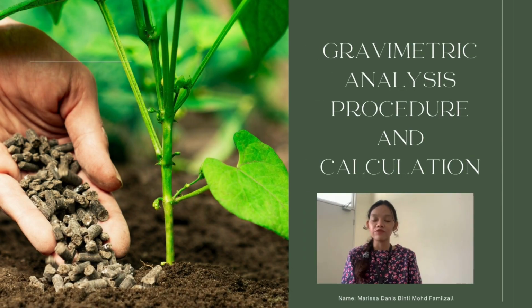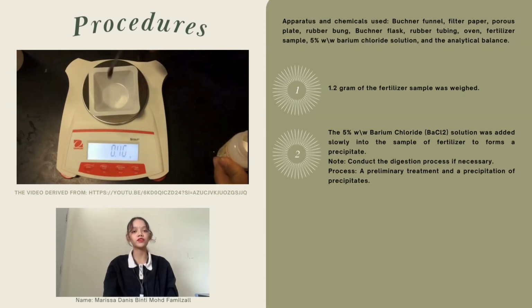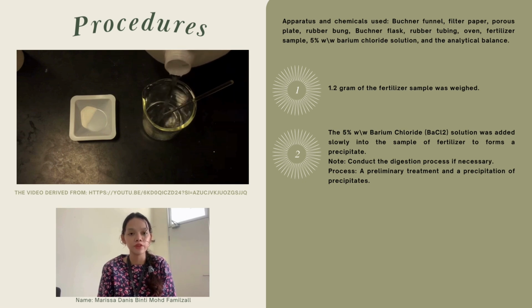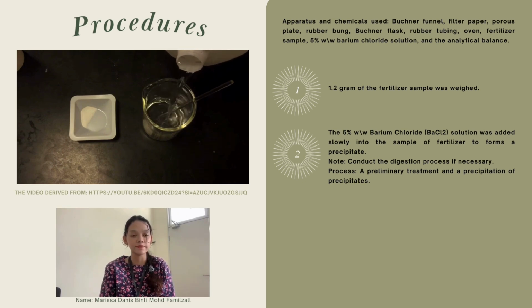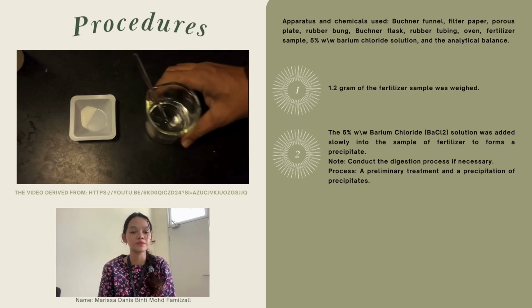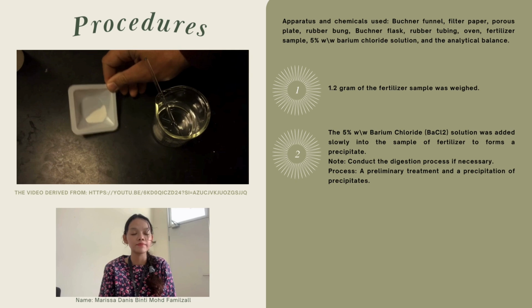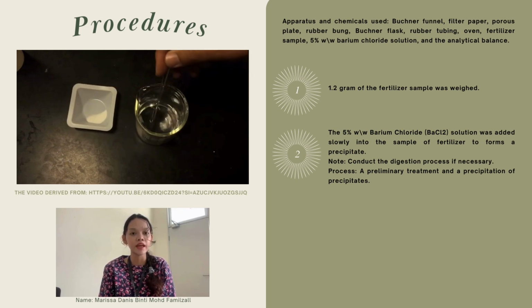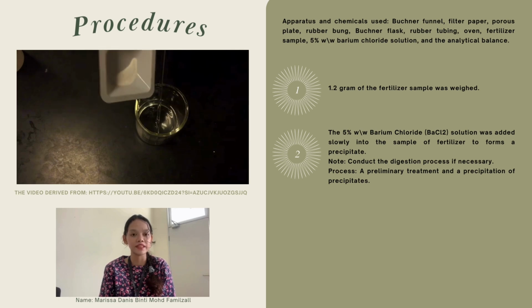Hi, my name is Marissa, and for my part, I will explain the procedure and an example of the result of this analysis, which is the gravimetric analysis of the percentage of sulfur as a sulfate in a fertilizer. In the first step, 1.2 grams of the fertilizer was weighed. Thereafter, a 5% weight-to-weight barium chloride solution was added into the sample of fertilizer. This solution was added very slowly to allow the formation of much bigger and easily filtered precipitate. This process is called the preliminary treatment and the precipitation of the precipitate.